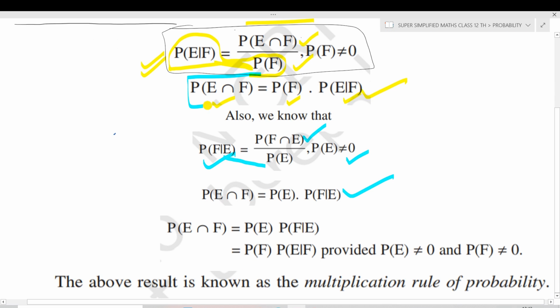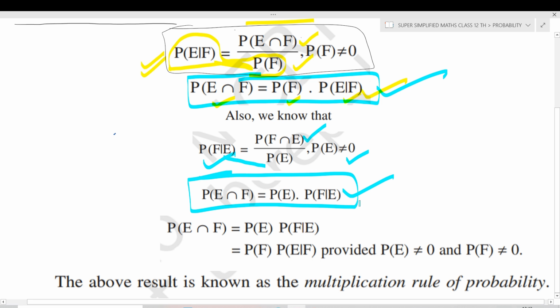Now in the above expression, I got the value of P of E intersection F, and in this expression also I got the value of P of E intersection F. Since both of them are expressions for P of E intersection F, they must be equal. So that gives me that P(E) into P(F by E) should be equal to P(F) into P(E by F). Both of them are equal to probability of E intersection F. So this is a very important expression.